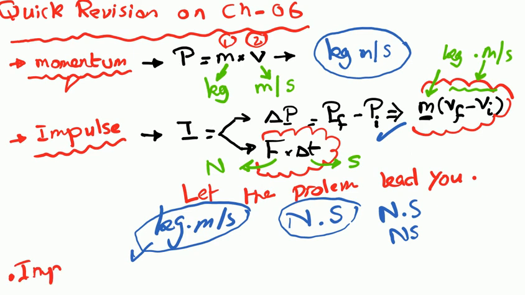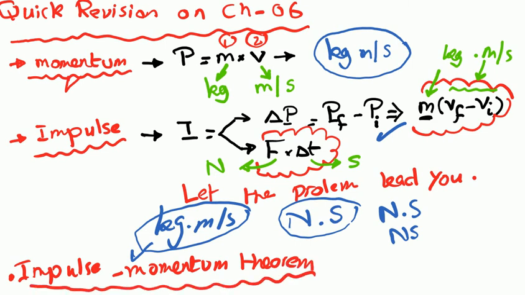impulse momentum theorem, because the impulse momentum theorem tells us the following. It says the impulse equals the change in momentum. The impulse equals the change in momentum. It's just a short definition.